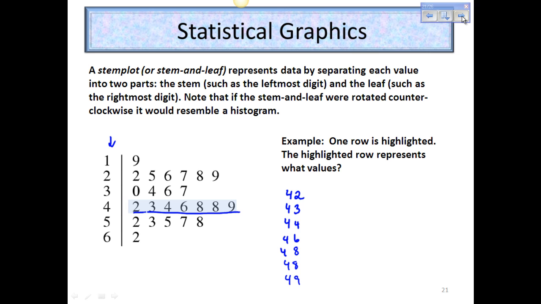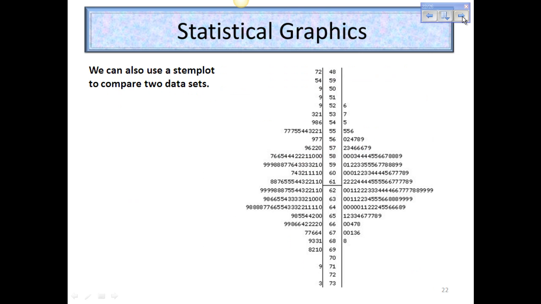The first row with a 1 and a 9 just represents the value 19. The last row represents the value 62. So the next picture is comparing two different sets of data. Those sets of data started with 2 digits, 48, 59, 50, 51, all the way down to 73. And then the last digit of those numbers were placed as your leaves.